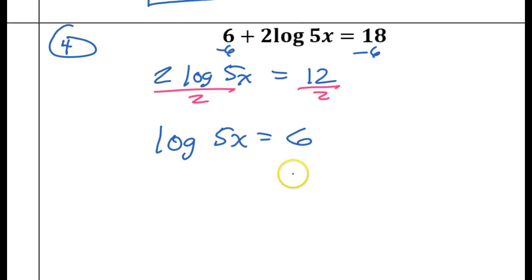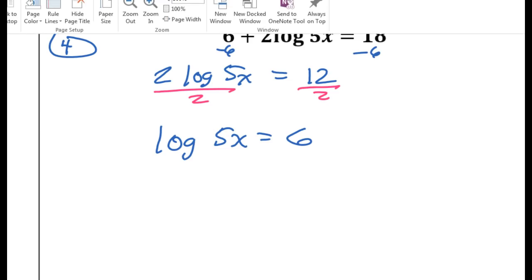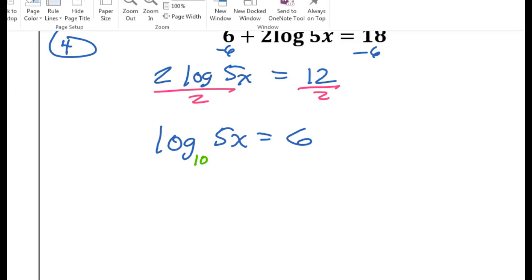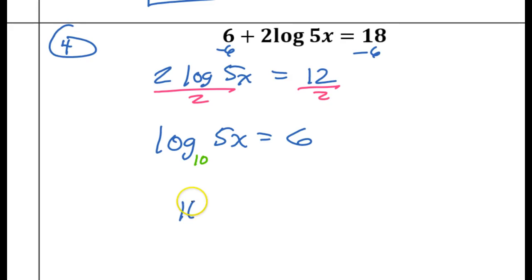What's it time to do now? 5 to the 6. That's close. The invisible base is 10. This is log base 10. Maybe I'll just write it in for emphasis. When there's no base showing, that's a base 10. So when we have to rewrite this in exponent form, this will be 10 to the 6th power is equal to 5x. We'll just leave it as 10 to the 6th power.